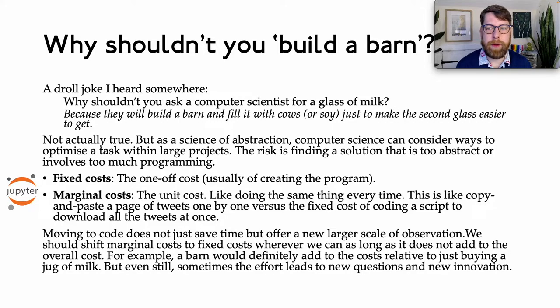The joke works, though, because as a science of abstraction, computer science thinks about ways to optimize tasks, optimize its computability, and often do that within large projects. When working with computer scientists, it's common for me to find code that's really well developed, very thorough, lots of methods and lots of objects, well commented, and it's just great.